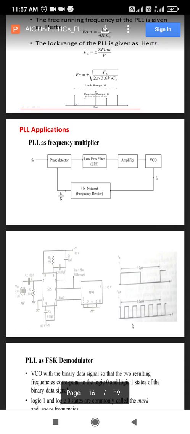In your syllabus, after learning IC 565, two applications are mentioned. One is the frequency multiplier, also known as frequency synthesizer, and the second is the FSK demodulator. We have to understand and discuss these two applications.